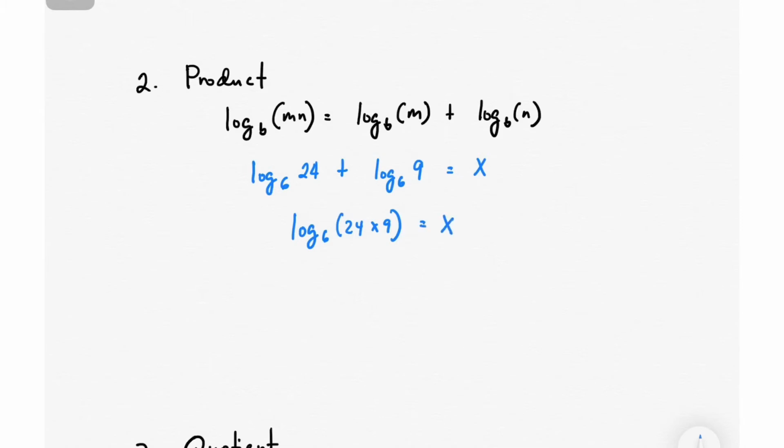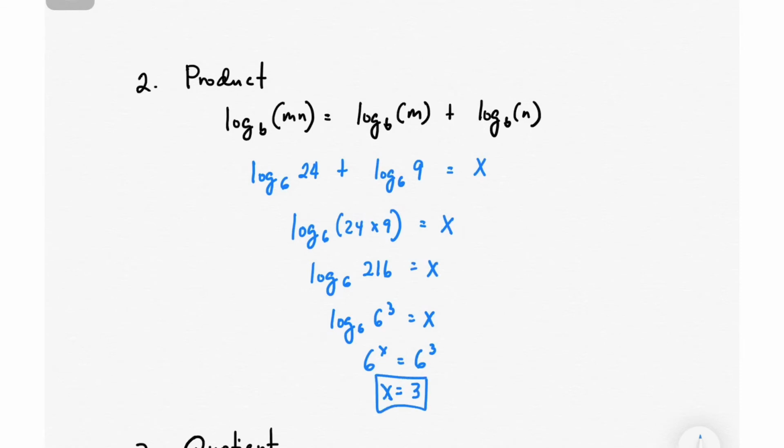And 24 times 9, that's 216. And 216 is actually 6 raised to the third power. Let's convert this into its exponential form. And with that, we can tell that our x is 3. Alright, so that's how we apply the second property, the product property.